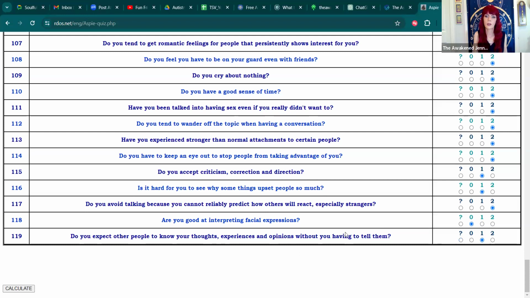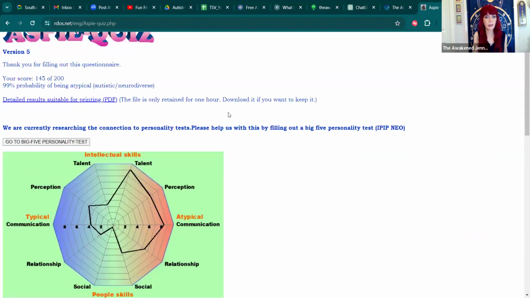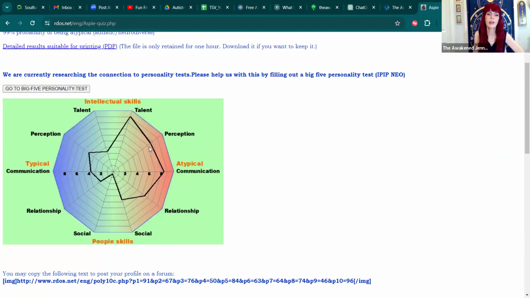Do you expect others to know your thoughts, experiences, and opinions without you having to tell them? Sometimes I do. All right, so let's calculate and see what happens. Look at that. This is very consistent with the autistic, and what I like about this is the way that it shows you. This side over here is neurotypical, this side is neurodivergent. You can see it's got talent, perception, but this is neurotypical talent, neurodivergent talent. So neurodivergent talent is always really high up here.